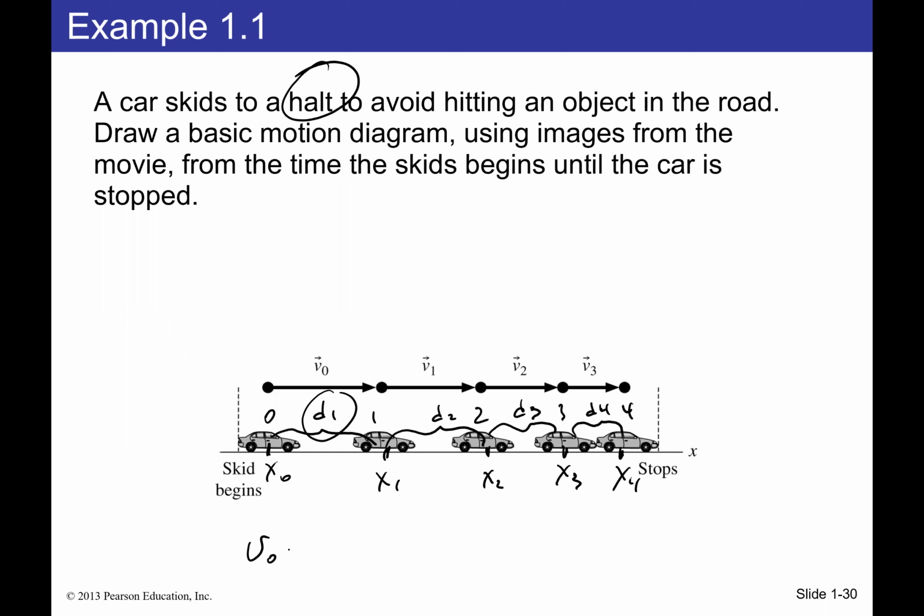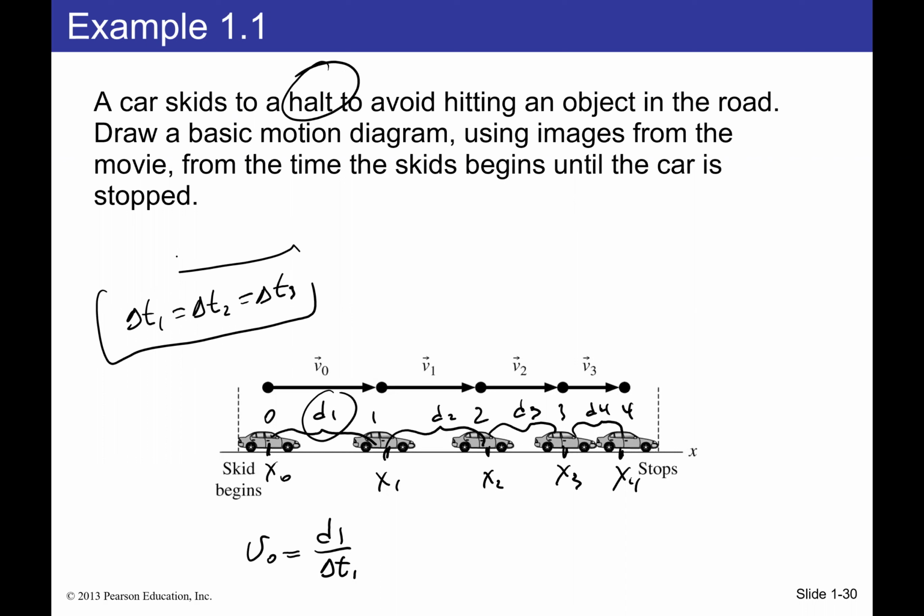So I can look at it in V0, which is then D1 over delta T1. But remember, delta T1 is equal to delta T2 is equal to delta T3. This is the time interval between the frames. They're all exactly the same. That means I can use V0, and that will be D1 over T1. V1 will be then D2 over delta T2. V2 is D3 over delta T3, and so on and so forth.